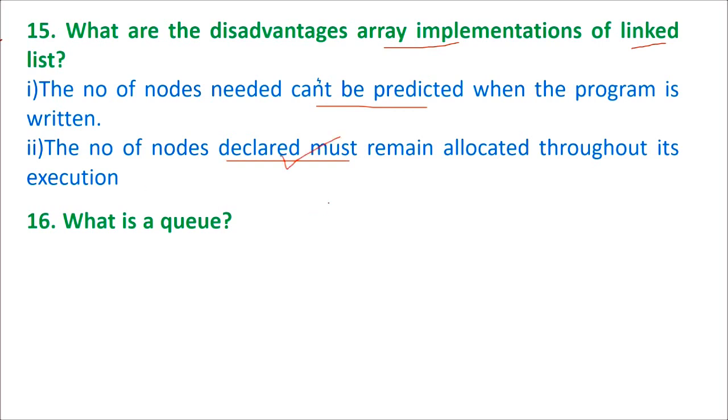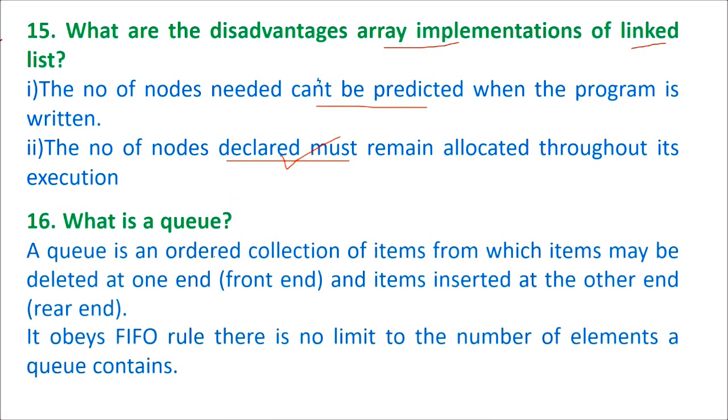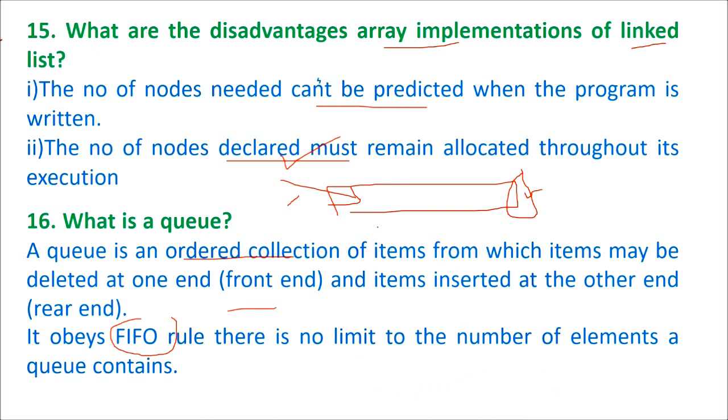What is the queue? You might be standing in a queue of, say, a movie hall. You want to buy a ticket, or you want to buy a train ticket. So this is a queue. It is again an ordered collection of items, from which items may be deleted at one end. This is called the front end. So you can only delete the item from here, and the item can only be inserted at the other end. This is called the rear end. So this follows the FIFO rule. FIFO is first in, first out, and there is no limit to the number of elements that a queue may contain.